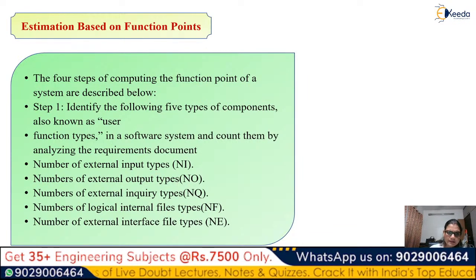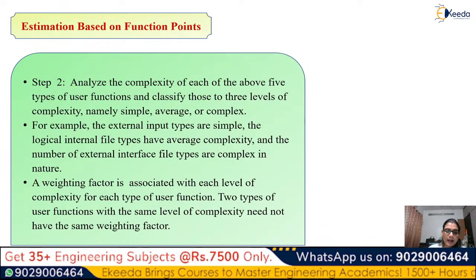So we first say identify the user. This is not a user model or user actor model, and not an interfacing thing. But how you define your estimation, on what basis this testing software is estimated. The first thing is to identify the five types of components, also known as user. Second, analyze the complexity of each of the above five types of user function and classify them into three levels, namely simple, average, or complex.